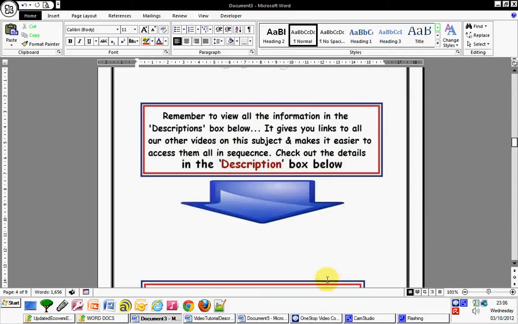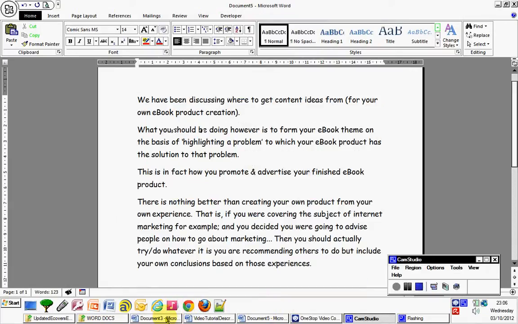But the idea, I think, behind all this is that wherever you get these ideas from, for example, let's say whatever your ebook's about, let's start from the beginning. The basis of an ebook or your product is to revolve it around a problem. A problem which your ebook or your product is geared to solve, and this is the way that you should advertise and promote your ebook product. It's a very powerful way of actually creating something that goes viral too.